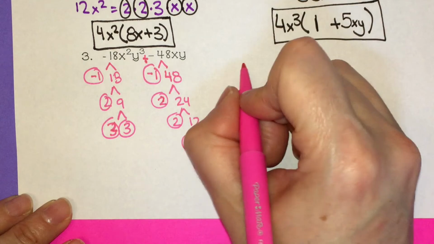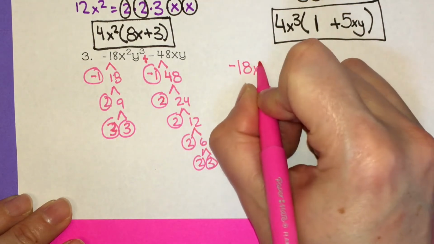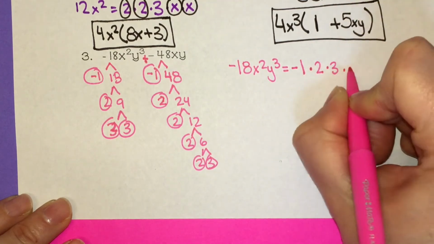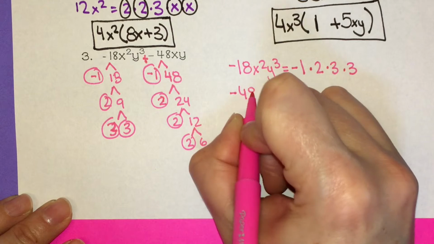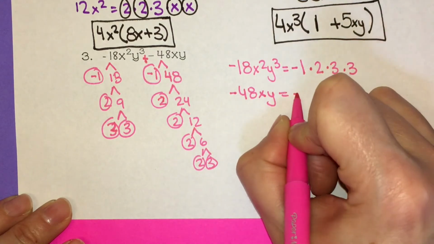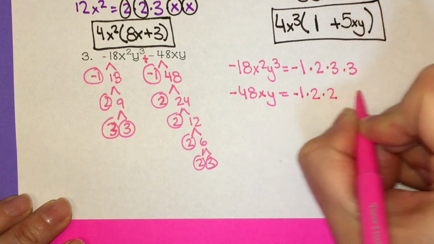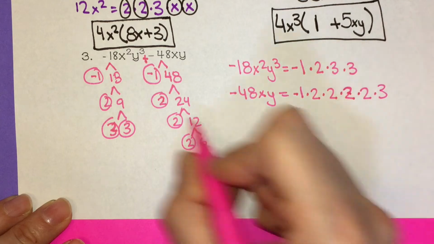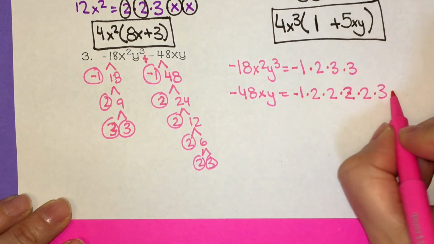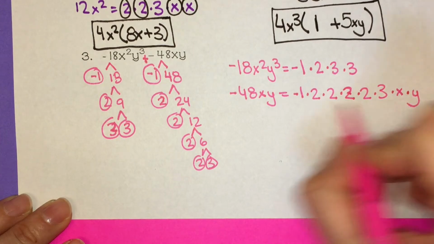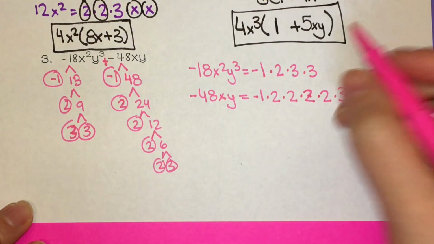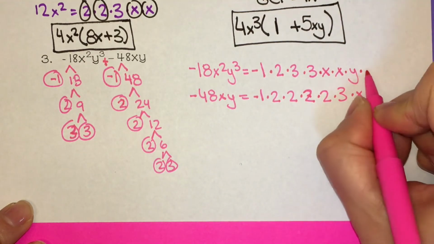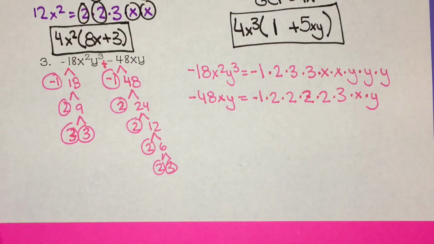So find the greatest common factor. Negative 18x squared y cubed is negative 1 times 2 times 3 times 3. Negative 48xy equals negative 1 times 2 times 2 times 2 times 2 times 3. Double check that I got them all in there. Multiplied times x times y. Oh, up here I forgot my variables. Multiplied by x squared is x times x. y cubed is y times y times y. All right, getting in a hurry.